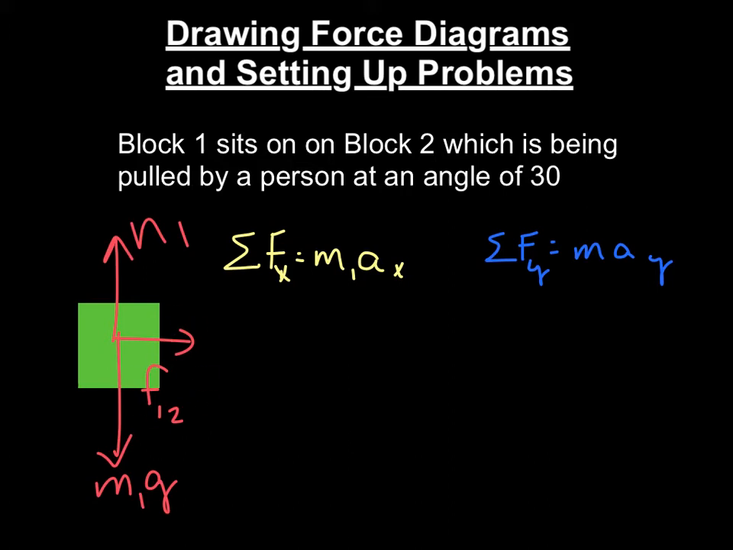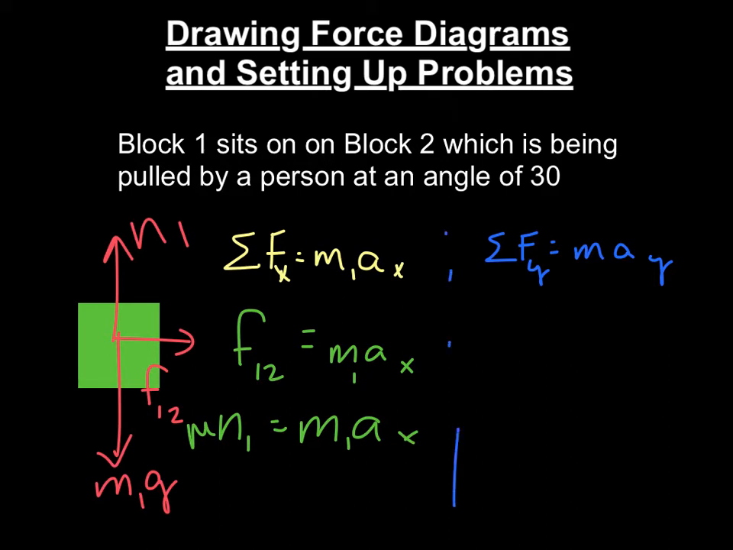If we write this down, the sum of forces in the x direction would just be friction, block 1 on 2, which is just N1 times mu equals M1 Ax, because this one is accelerating. For the y direction, it's not accelerating, so that goes to 0, so we get 0 equals the normal force being balanced by gravity.